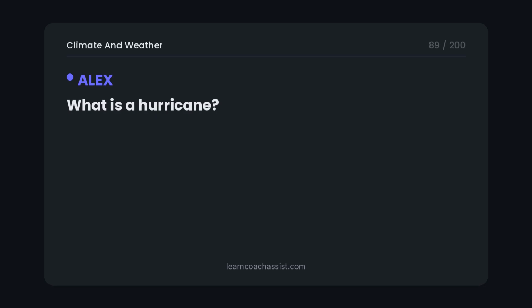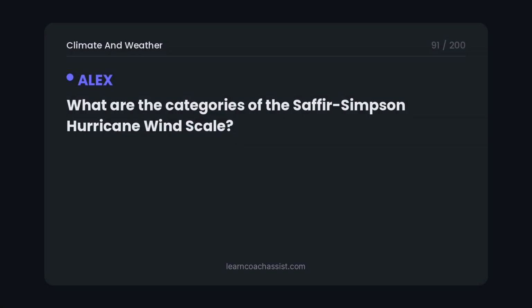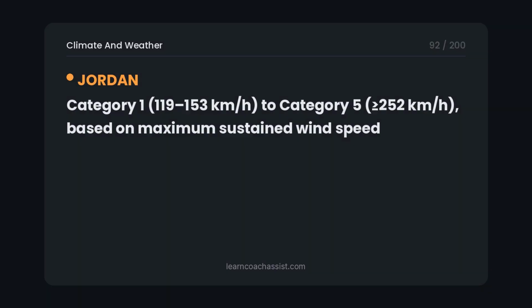What is a hurricane? A large rotating storm system with sustained winds of at least 119 km per hour, 74 miles per hour, forming over warm tropical ocean water, greater than or equal to 26.5 degrees Celsius. What are the categories of the Saffir-Simpson hurricane wind scale? Category 1, 119 to 153 km per hour, to Category 5, greater than or equal to 252 km per hour, based on maximum sustained wind speed.